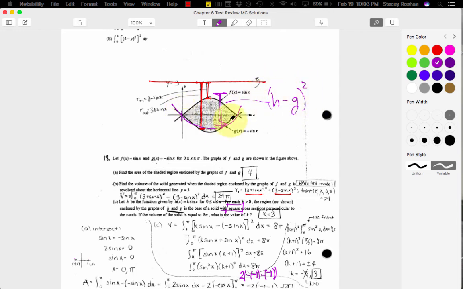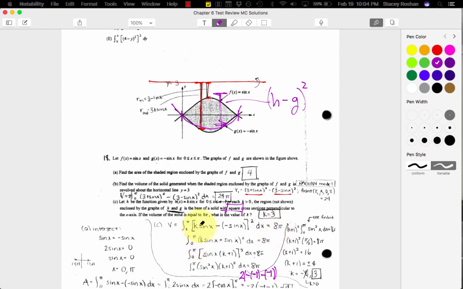And I'm going to add them all up from 0 to pi. And that's all I have to do. From 0 to pi, I have k sine x minus a minus sine x, because that is my g of x, squared dx. And it tells me that the volume is 8 pi. And so that is equal to 8 pi. So how do I do the next step?